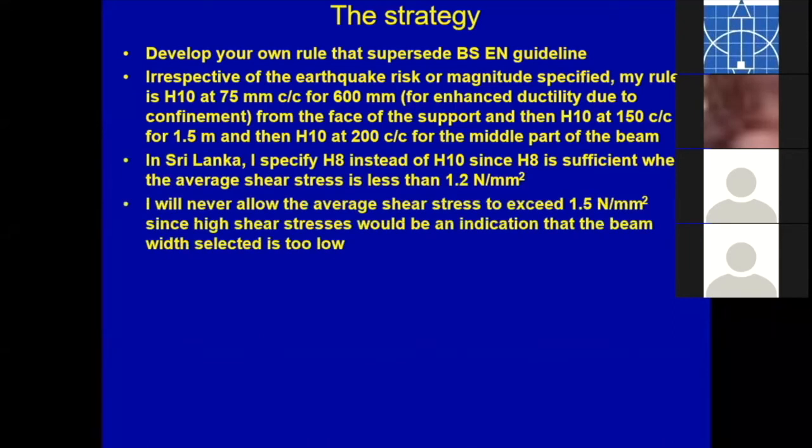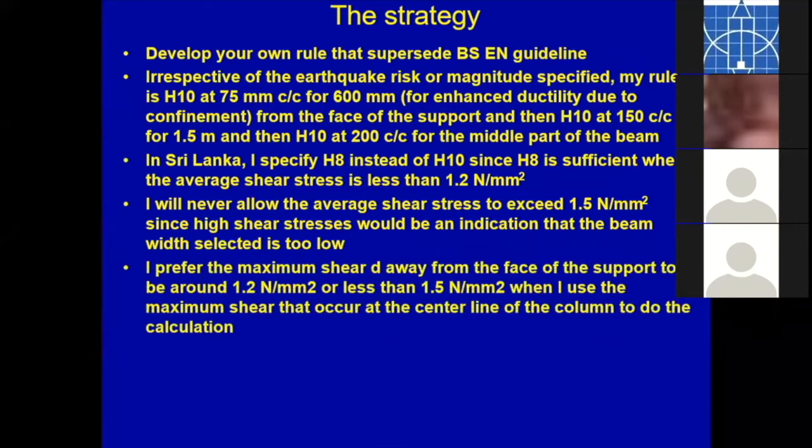Because we are going to share the presentation, I will not go through the slide fully, but what I generally do is, when I am selecting the general arrangement drawings, I will make an assessment of the shear forces, and once I make an assessment of the shear forces, I can calculate the shear stresses approximately with reasonable accuracy, like 95% accuracy. Then I will try and keep the shear stresses somewhere around 1.2 to 1.5 newtons per millimeter square, the maximum shear stress. In doing so, we are actually selecting a reasonable cross section for the beam.